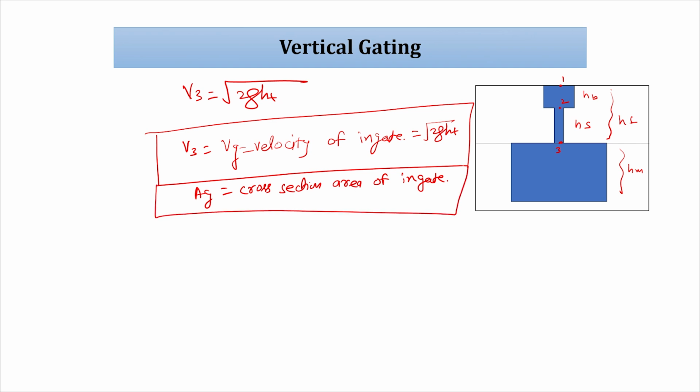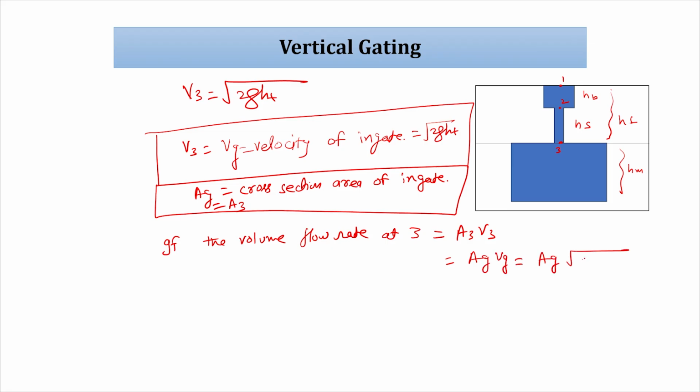Okay. Now, if we know the volume flow rate at the third point, it is equal to A3 into V3, and that is equal to Ag into Vg, isn't it? You can write that.